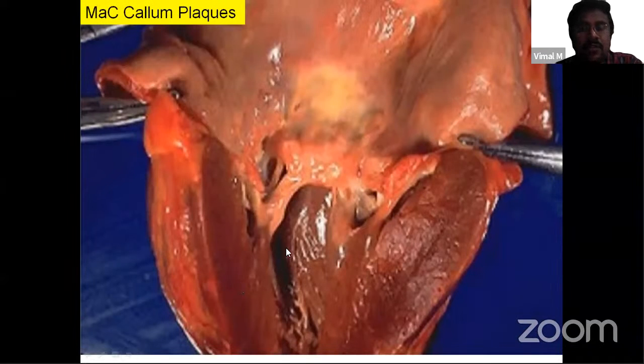And also, you can get a lesion called McCallum plaques. McCallum plaques are yellowish lesions which are usually seen in the posterior wall of the left atrium. Because of the jet of the flow, because of the direction of the flow, you can get a yellowish plaque in the posterior wall of the left atrium. That is the McCallum plaques.